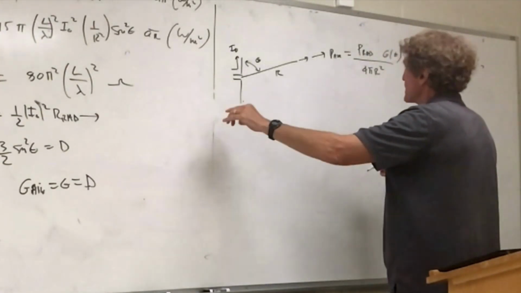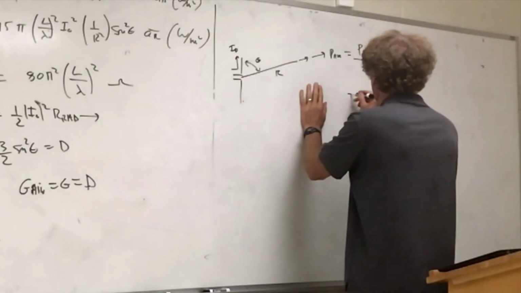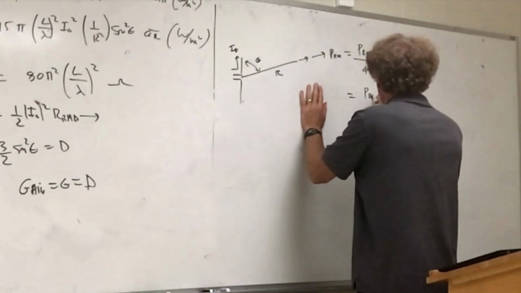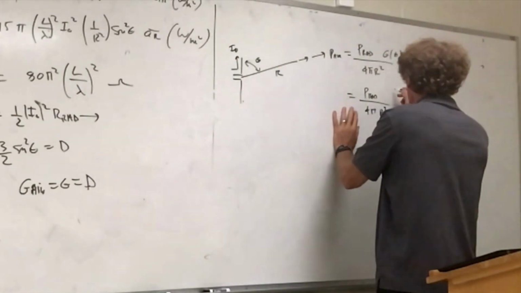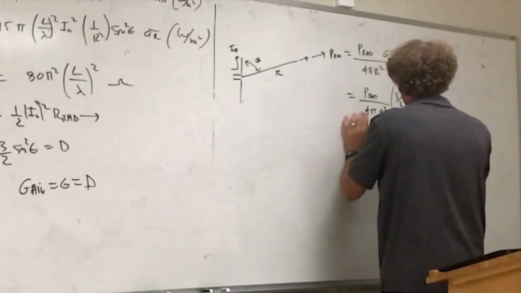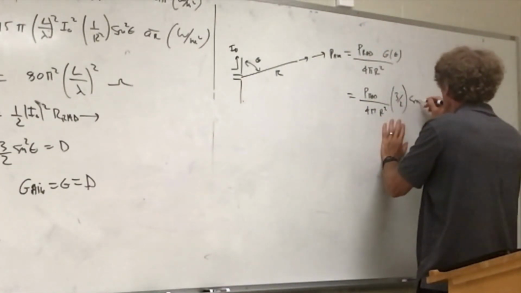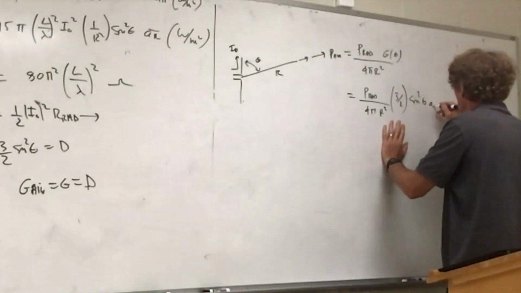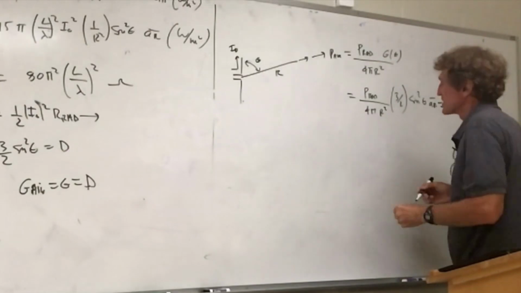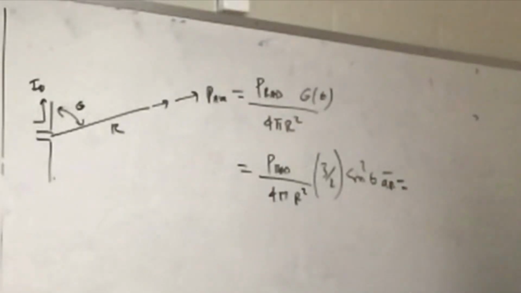And for a short dipole, I can go ahead and put this in here, so it'd be P rad over 4 pi R squared, and then it's times 3/2, and then it's times sine squared of theta. Now that would be in the a_r direction, watts per meter squared. Does everybody follow me on the reasoning?